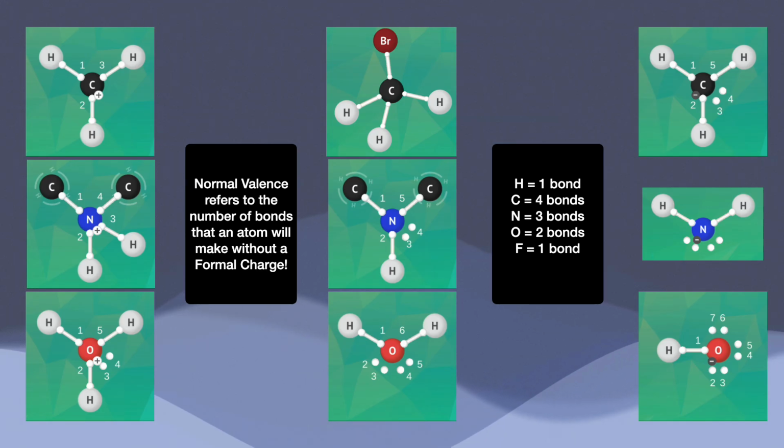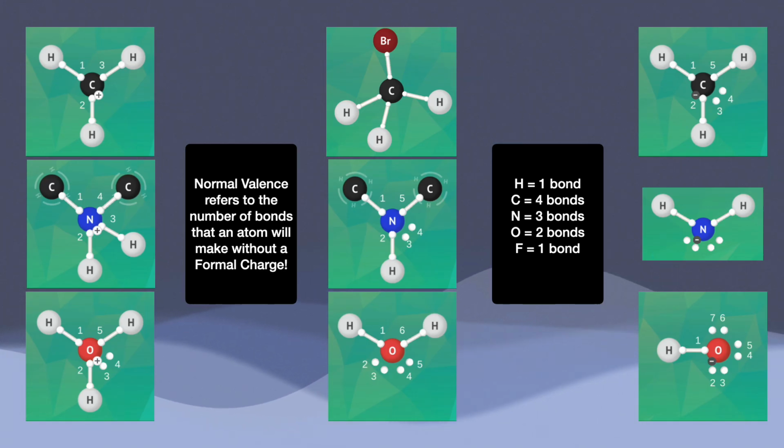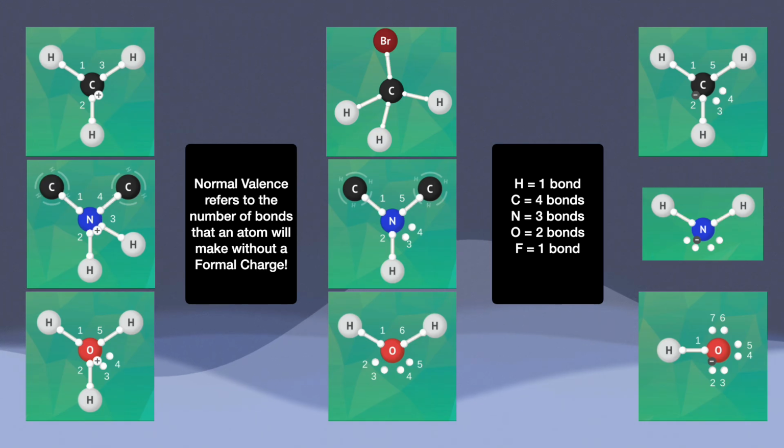So hydrogen, of course, can only form 1 bond. Carbon can form 4 with it being neutral. Nitrogen will form 3, oxygen will form 2, and fluorine will form 1. This is very, very helpful when drawing structures quickly. And you can see that in terms of charge, the greater the electron density, so carbon, if it's neutrally charged, will form 4 bonds.